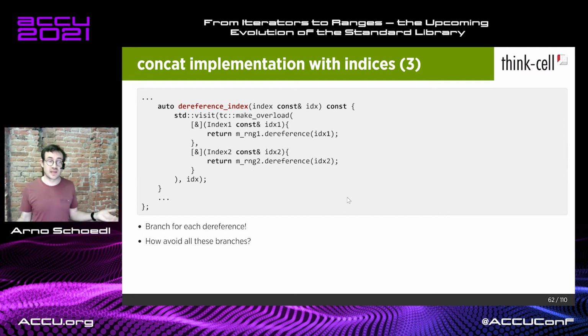So how to, and here's the reference, it's the same thing. When you dereference the iterator, there's again going to be a branch, because you need to know, do I have index 1 or do I have index 2? And I need to branch on that. So how do we avoid all these branches?